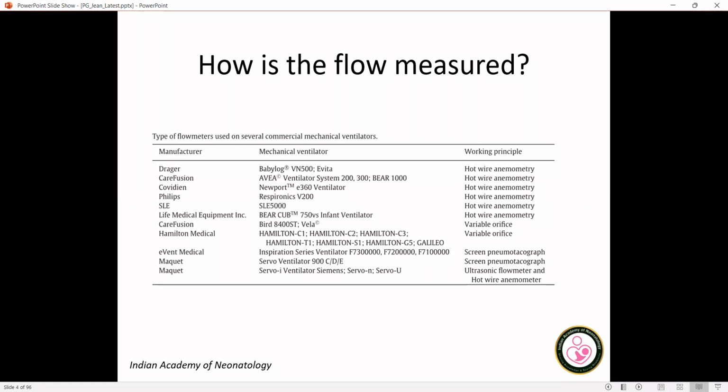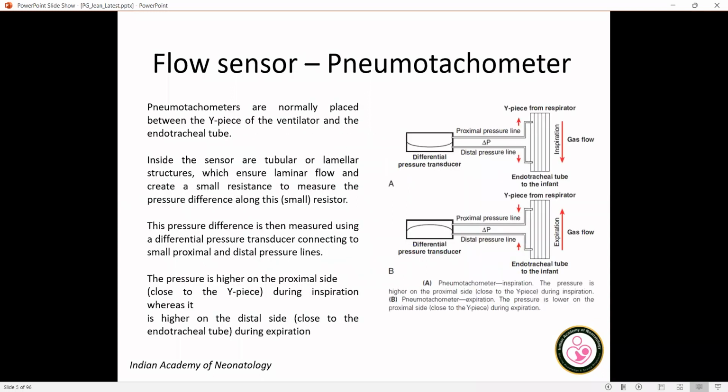So how is the flow measured? The flow is measured mainly by using the pneumotachometer and hot wire anemometry. Different ventilators have different methods; most of them now use hot wire anemometers. Before going to the hot wire anemometer, just a few words about the pneumotachometer flow sensor. Pneumotachometers are normally placed between the Y piece of the ventilator and the endotracheal tube. Inside the sensor, there are tubular or lamellar structures which ensure laminar flow, and it creates a small resistance to measure the pressure difference along this resistor.